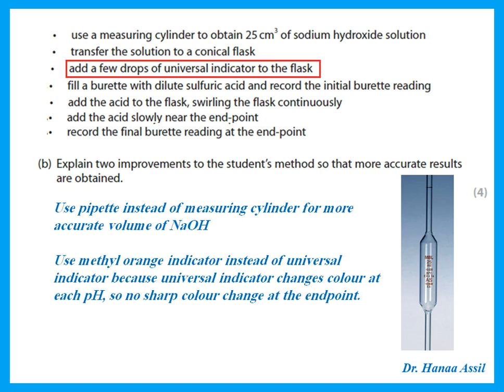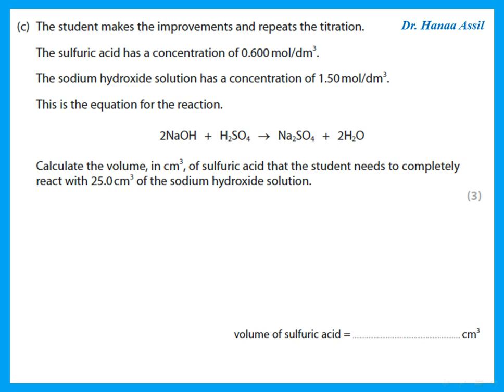We need to use an indicator that has a sharp color change. So methyl orange, for example, would change directly from yellow in a base to orange when it is neutral. But if we were using universal indicator, the universal indicator changes color at each pH. So no sharp color change at the endpoint. So that is not suitable for titration.